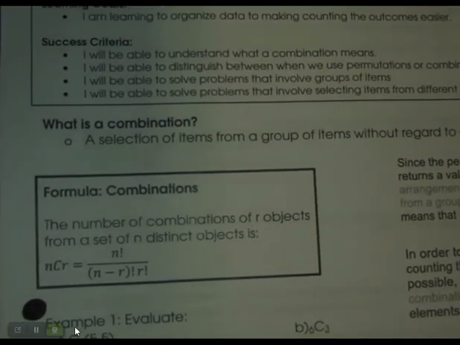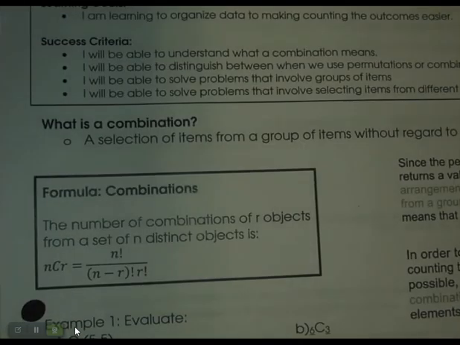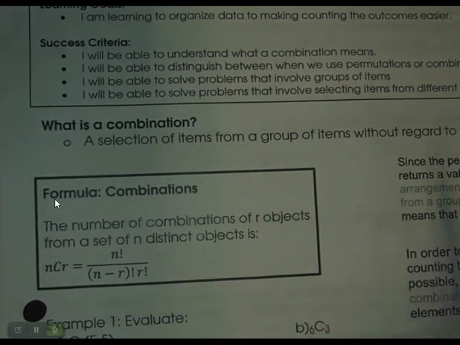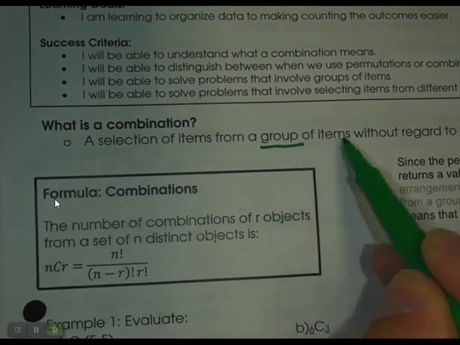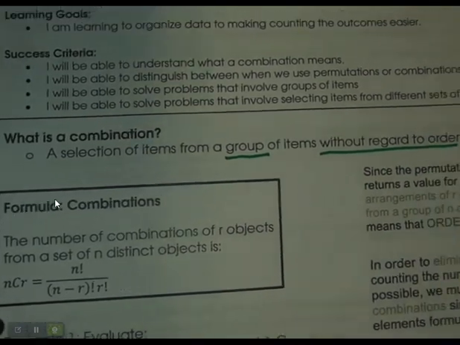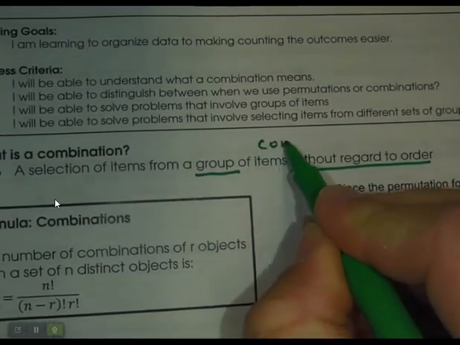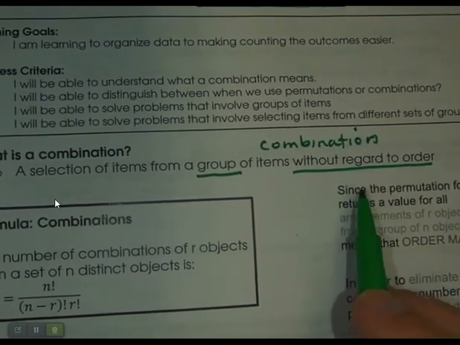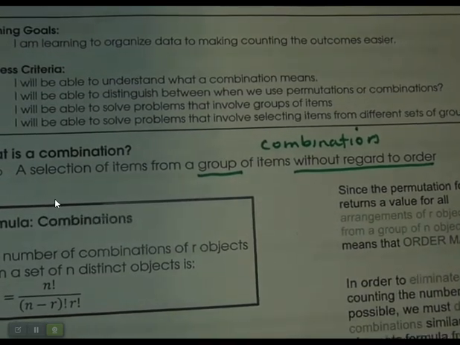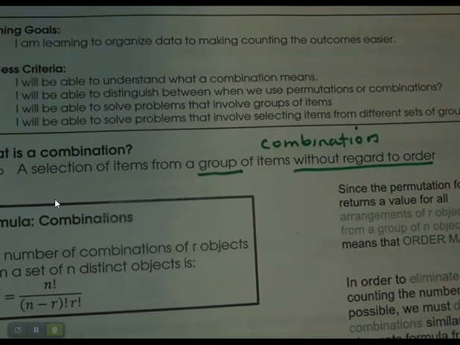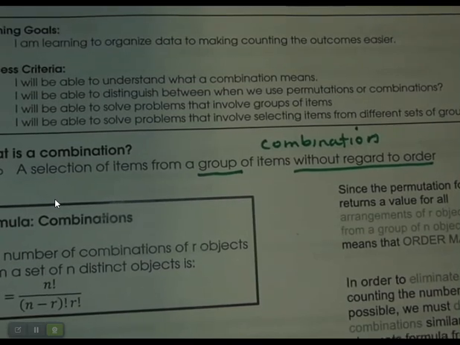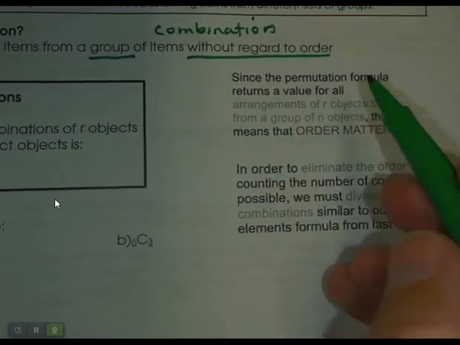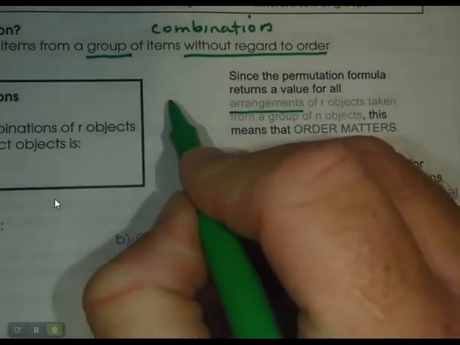So what is a combination? A selection of items from a group of items without regard to order. That's what a combination is. So the idea here is there's no order. We don't need the order of things, but they occur. And since the permutation formula returns a value for all arrangements, all arrangements are permutations.